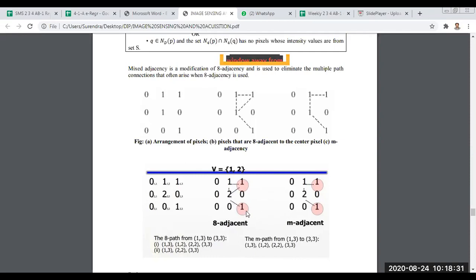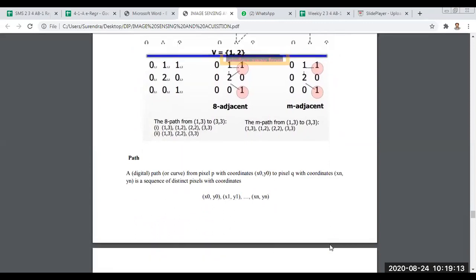Similarly, we are considering mixed adjacency. In this mixed adjacency, what is the M path? 1, 3 to 3, 3. These are not pixel values, they are coordinate values, remember. So 1, 1, 1, 3. There is a small representation: first element 1, 1, 1, 2, 1, 3, 2, 1, like this. Here I am showing the 8 path. This is the M path. So the M path is 1, 3 to 3, 3, with 1, 2, 2 to 1. How many coordinates? 1, 2, 3, 4 coordinates. So like this, 8-adjacency and M-adjacency.